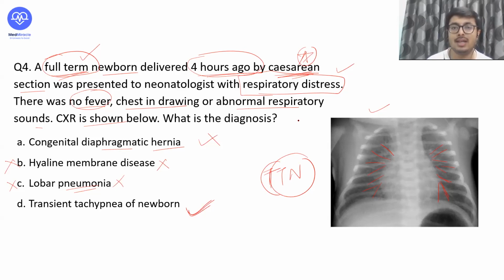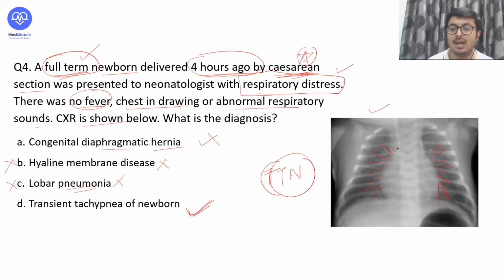In cesarean section, the abdomen is cut open and the child comes out suddenly, right? So the child is not used to the respiratory effort, the child has not undergone the respiratory effort. As a result, when the child gets delivered, there is a transient tachypnea. It is a self-resolving condition. It is not a very severe condition, right? It resolves by itself and it is transient. Usually seen in full-term babies who are delivered by cesarean section.